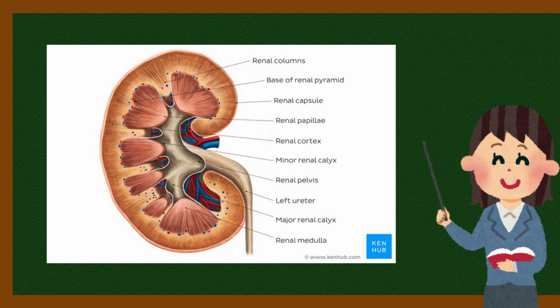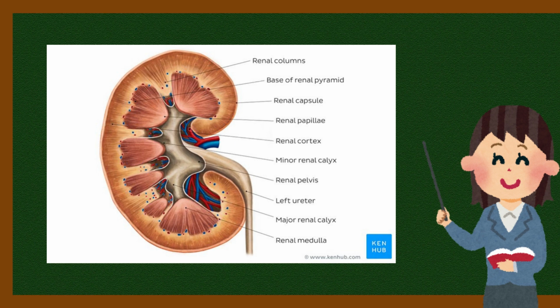Fourth, renal papillae are the tips of the pyramids where urine flows into the minor calyxes. Fifth, the renal cortex is the outer region where filtration of blood occurs in nephrons. Sixth, the minor renal calyx collects urine from the renal papillae.